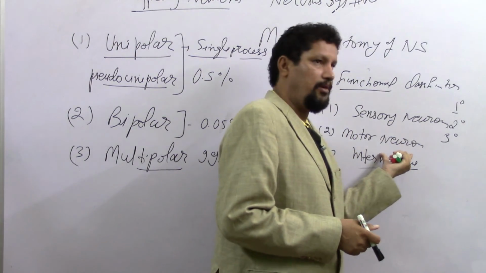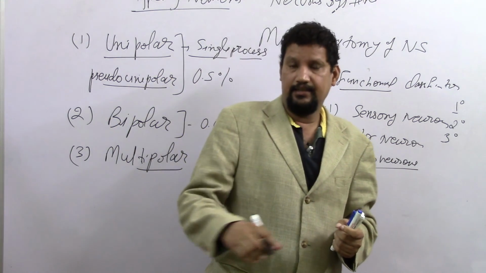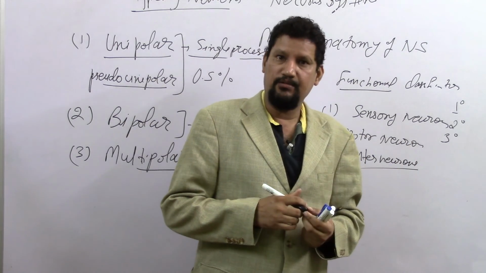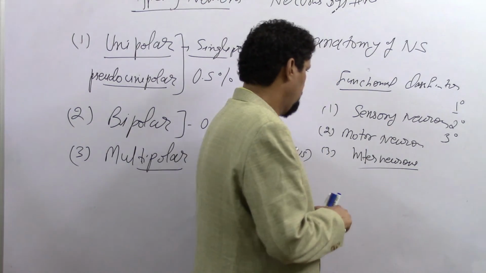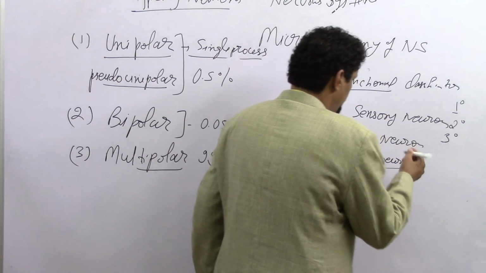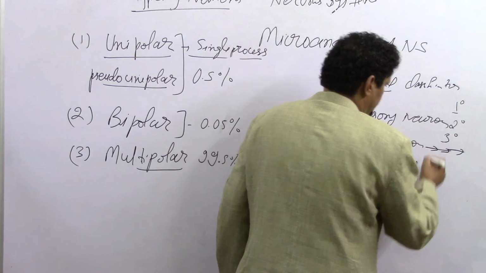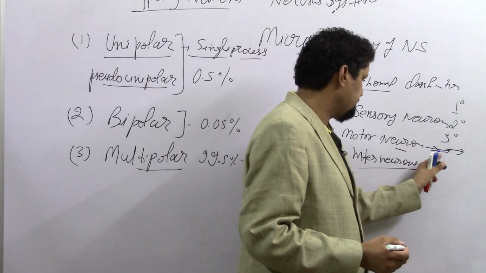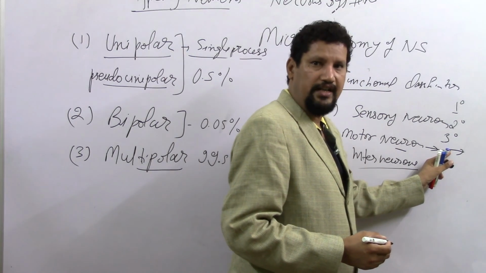When we talk about the motor neuron, it brings the command for the effector organs, which may be a muscle or a gland. These bring the impulse or action potential from the CNS to the effector organ. It may be a muscle or it may be a gland.